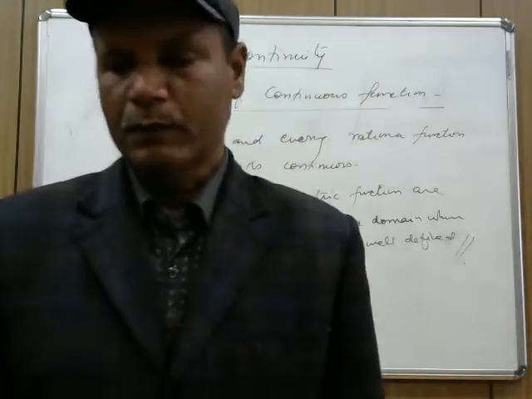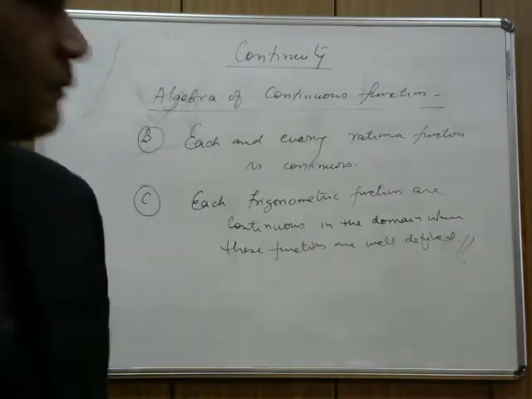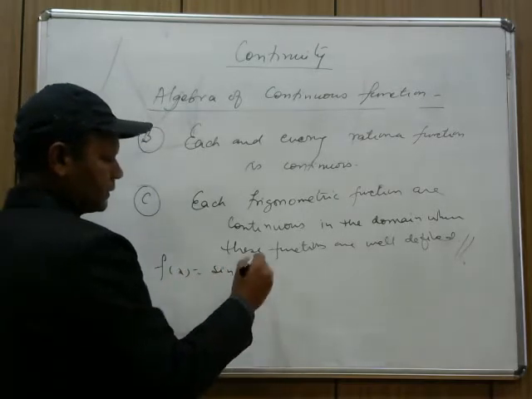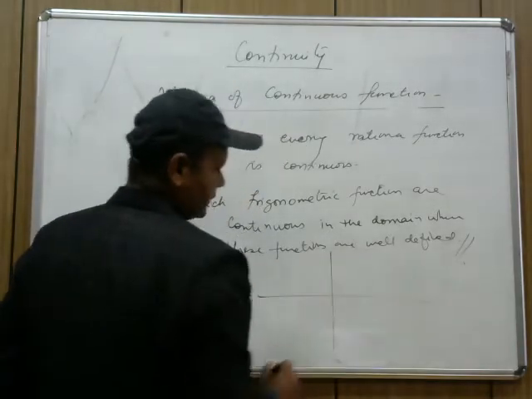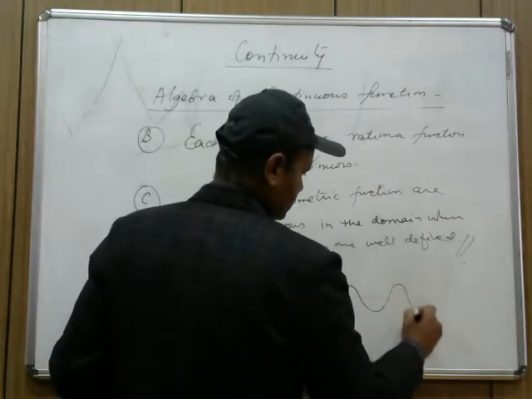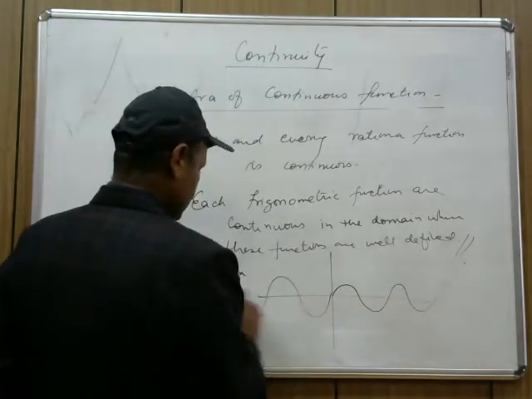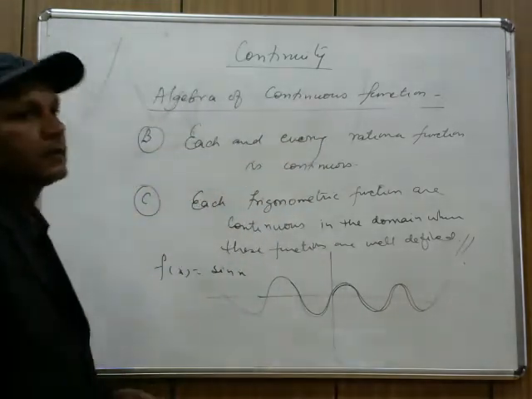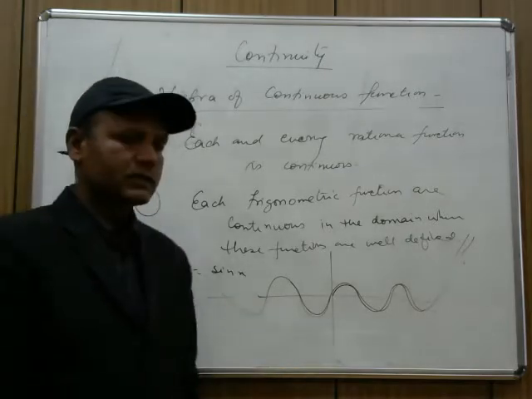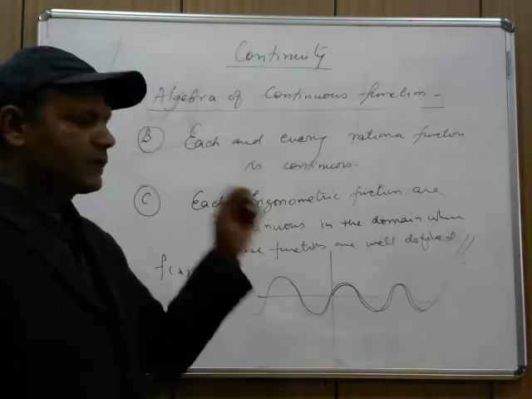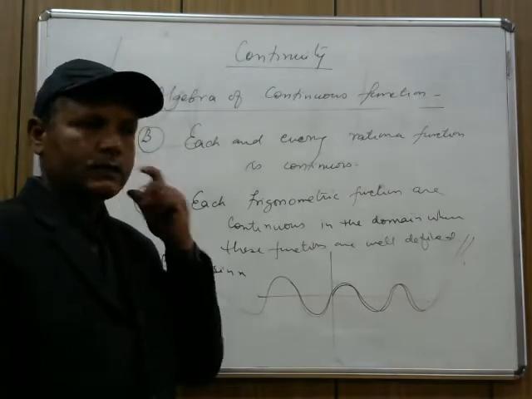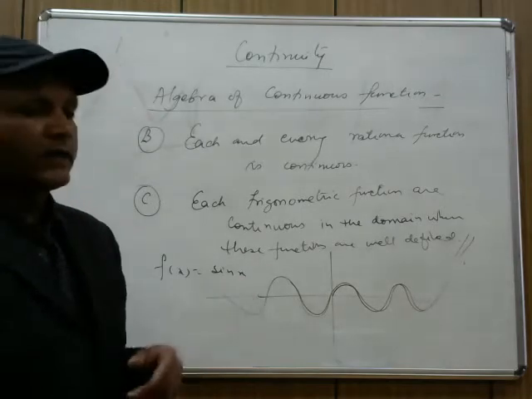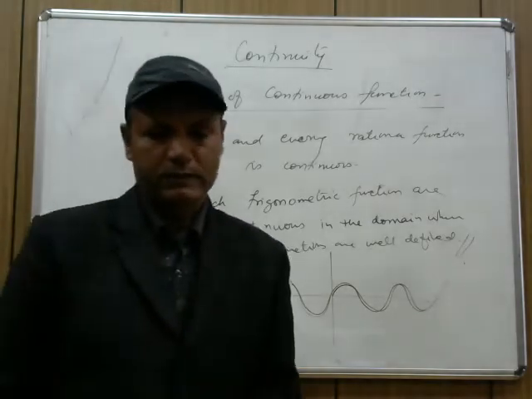These are the properties. For example, if I write f of x is equal to sin x, do you remember the graph of sin x? Yes or no? Now it is a continuous function. There is no breakage in the continuity in the graph of y is equal to sin x. Wherever these functions are defined in the particular domain, all the trigonometric functions are continuous functions.